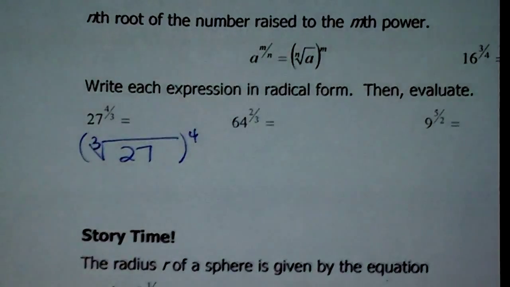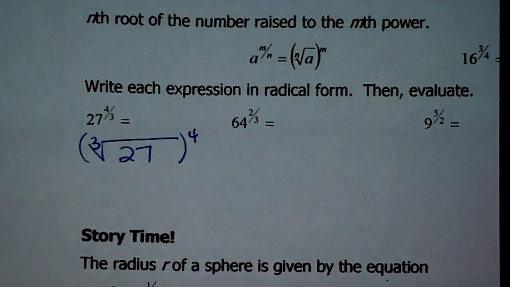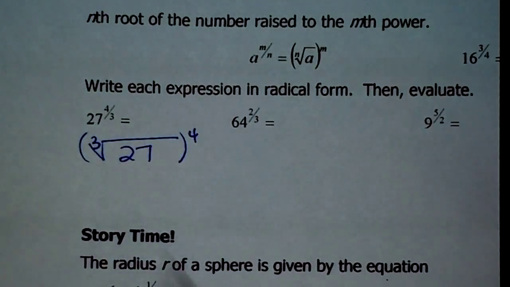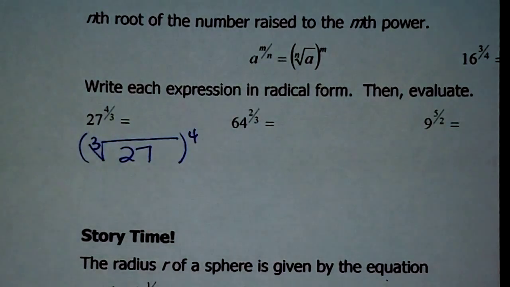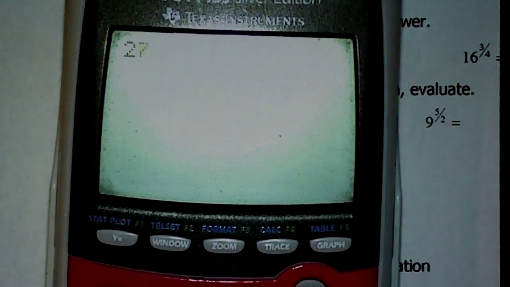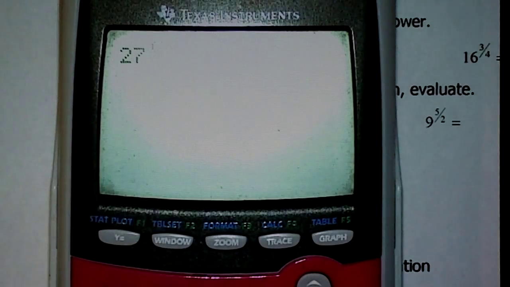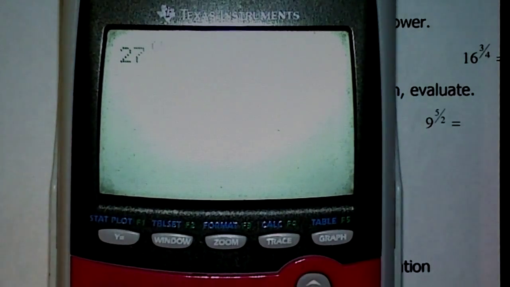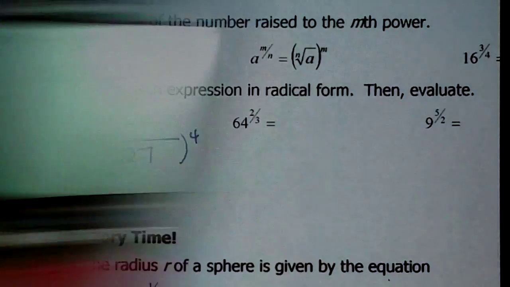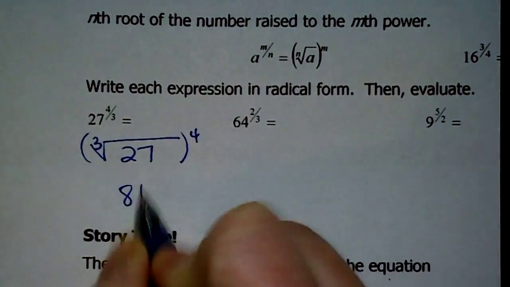So this is what we're trying to find out here. I personally think it would be easier to type into my calculator as 27 to the 4/3 power. So that's what I'm going to do. 27 to the 4 divided by 3, close it, and we get 81. And that's how you evaluate it.